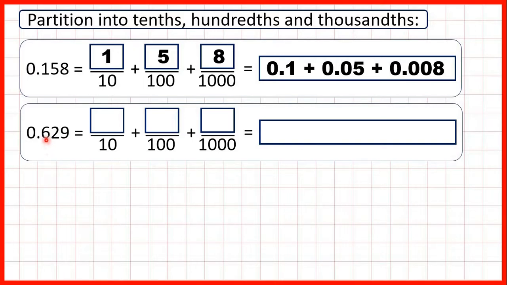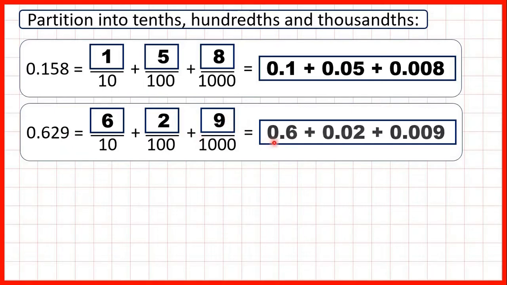0.629. The first digit is the tenths, so that's 6/10ths. The second digit is the hundredths, so that's 2/100ths. And the third digit is the thousandths, so that's 9/1000ths. In decimal form, we can write this as 0.6 because the first digit is the tenths digit, plus 0.02 because the second digit is the hundredths digit, plus 0.009 because the third digit after the decimal point is the thousandths digit.